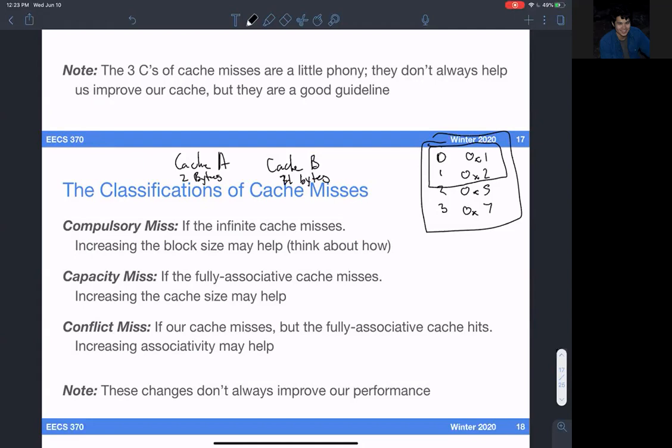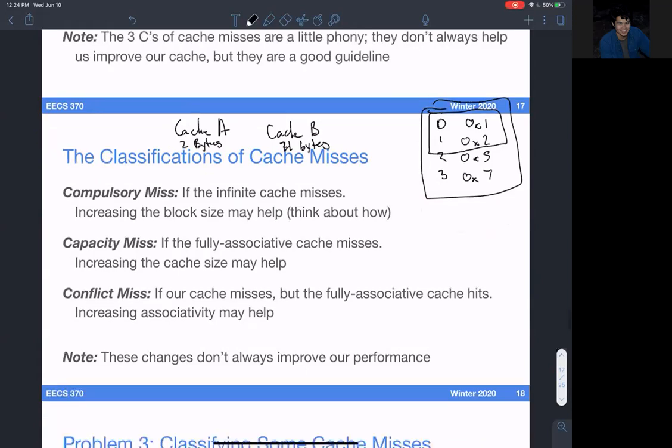So the next classification for a cache miss is a capacity miss. This is the case if a fully associative cache misses, and just increasing the cache size can help reduce the number of capacity misses we have. And then finally, we have a conflict miss. So if our cache misses, but the fully associative cache hits, increasing the associativity may help. Increasing the associativity is basically just increasing the set size and the number of ways in our set. And the one important thing to note is that these changes don't always improve our performance.